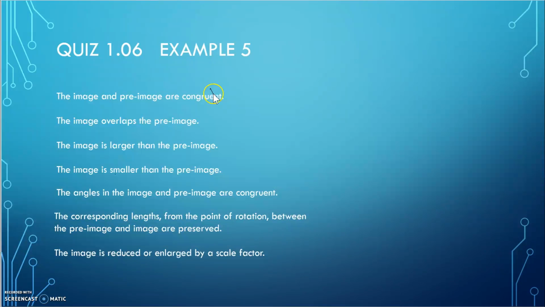So this is true for reflection. It's also true for rotation. It's also true for translation when they slide. When it turns, slides, or flips, the shape stays the same. The only one where they are not congruent is a dilation, where the size of the shape actually changes.